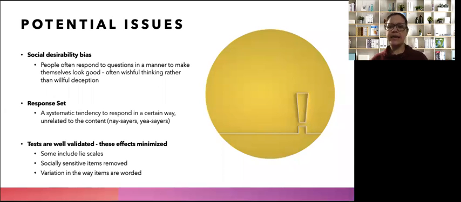Now, there are measures taken to ensure that these tests are as valid as they can be and to counteract these issues that can come up with them. Okay, so given the above limitations, they try to ensure their validity. Some of these tests include lie scales. They also remove any socially sensitive items. So if the item is really sensitive and objectively makes someone look bad, typically it's not going to be included to begin with because we know that people will tend to answer it to make themselves look good and not necessarily truthfully. The way in which items are worded is also varied.